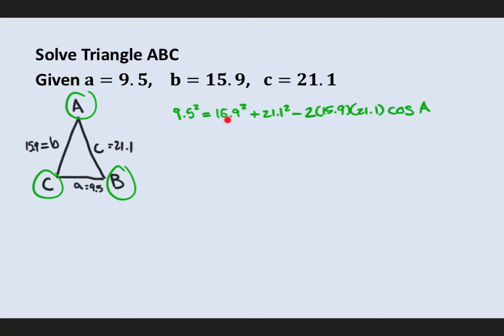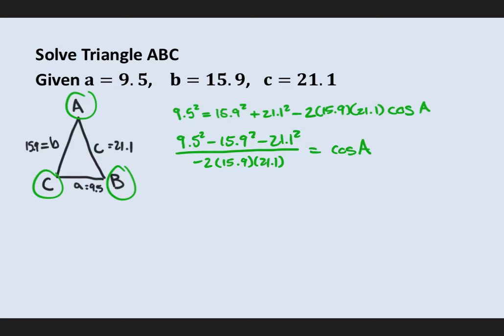What I'm going to do is subtract the 15.9, subtract the 21.1 squared, and divide by the negative 2 times 15.9 times 21.1. So that'll look like this. I'll get 9.5 squared minus 15.9 squared minus 21.1 squared, all of that divided by negative 2 times 15.9 times 21.1, and that gets me cosine of A by itself.